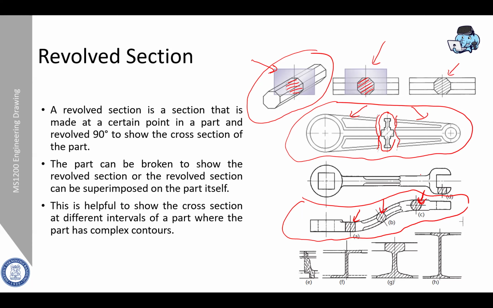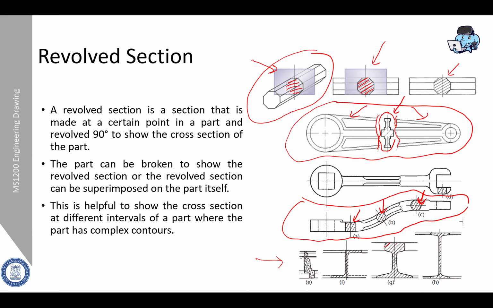We can break the part, or separate the part, and show the revolved section in the middle, in between the parts, or you can superimpose it on the part itself. And this one shows you the beam. The beam is an I-beam.